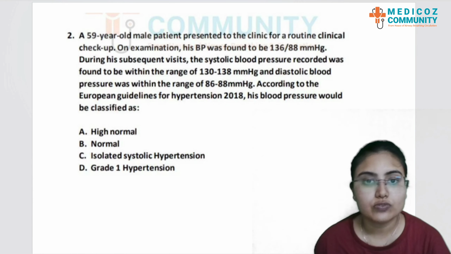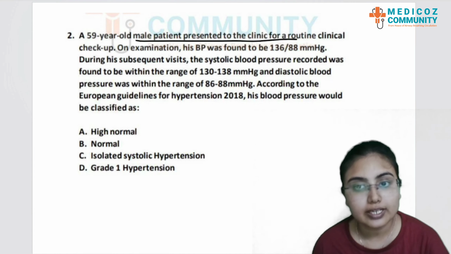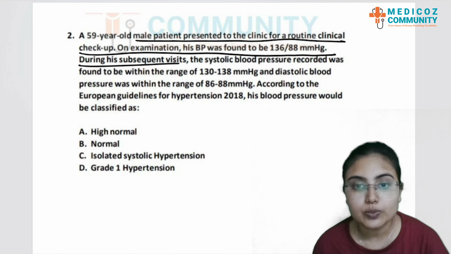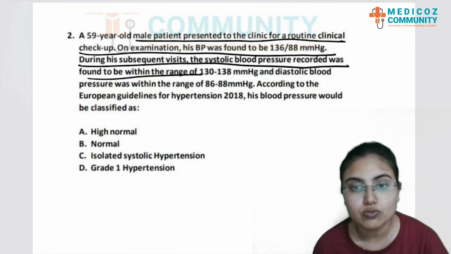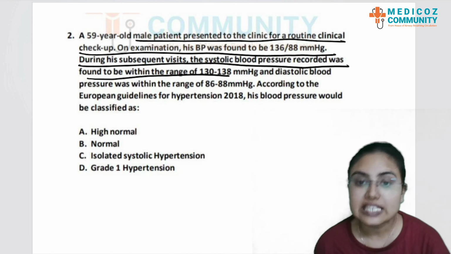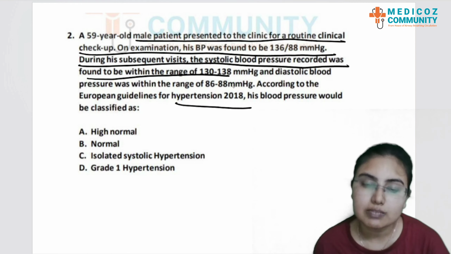Moving on to a second question for the day. A 59-year-old male patient presented to the clinic for a routine clinical checkup. On examination, his BP was found to be 136/88. During his subsequent visits, the systolic blood pressure recorded was within the range of 130 to 138, and diastolic blood pressure was usually within the range of 86 to 88. According to the ESC Hypertension 2018 guidelines, how do you classify his blood pressure?